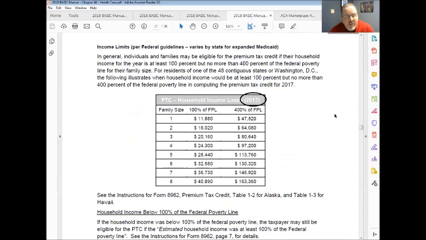Income limits. Everything in the marketplace and the premium tax credit and the calculation of everything is based on the percentage of the poverty level. The federal poverty level usually is released sometime over the summer, July, August. So that's in place.